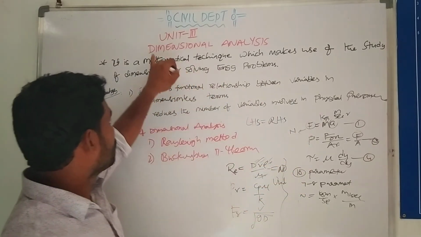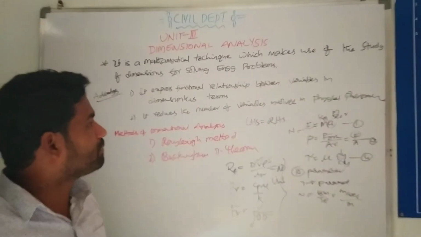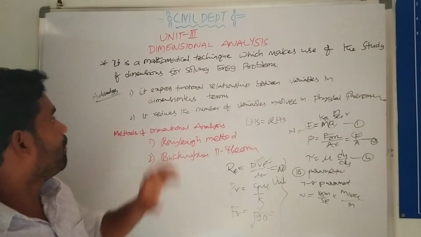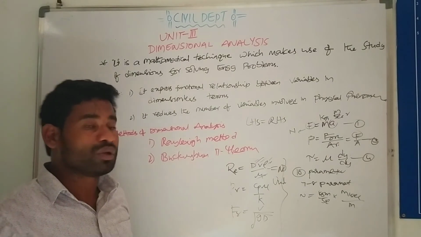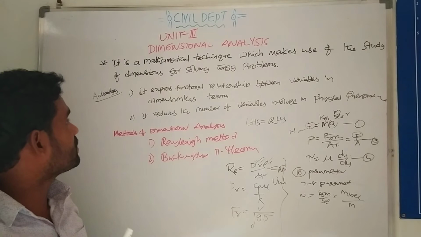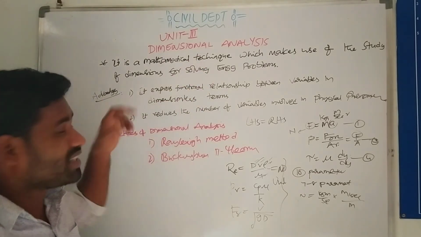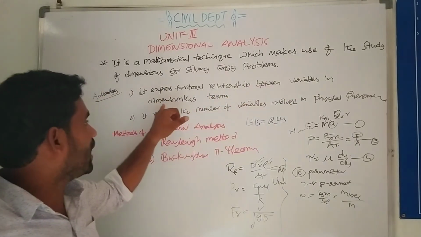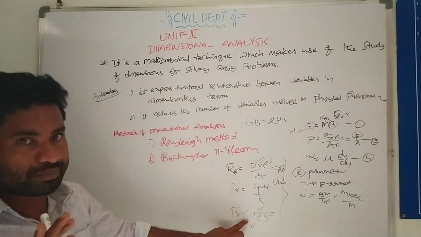So let us see what dimensional analysis is. It is a mathematical technique which makes use of the study of dimensions for solving engineering problems. By using the equations, you can use this mathematical technique, which makes use of the study of dimensions for solving engineering problems. That is called dimensional analysis. What are the advantages? It expresses the functional relationship between the variables in dimensionless numbers. As already told, these are the dimensionless numbers.